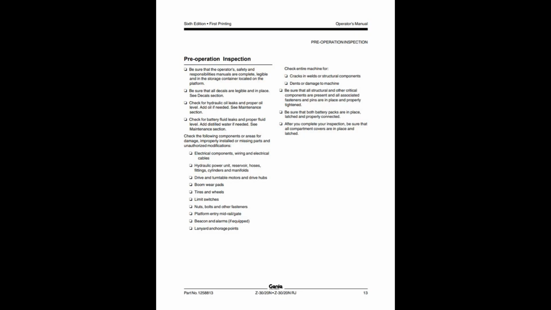The pre-operation inspection is a visual inspection performed by the operator prior to each work shift. The inspection is designed to discover if anything is apparently wrong with the machine before the operator performs the function tests. The operator's manual provides a list of things that the operator must check.